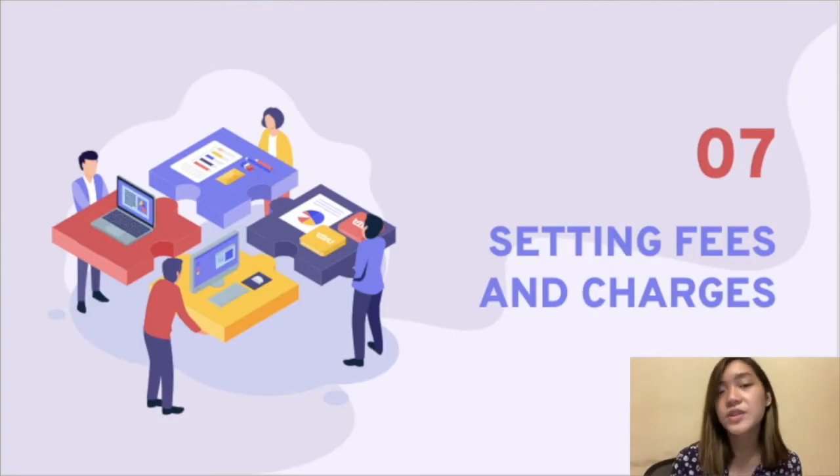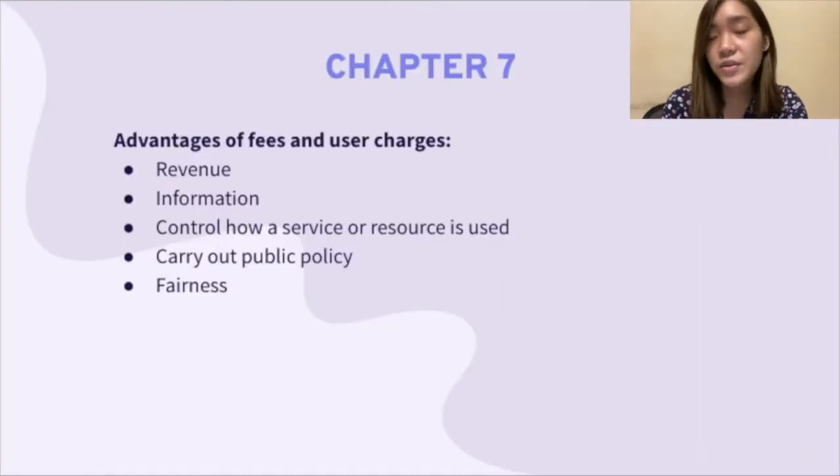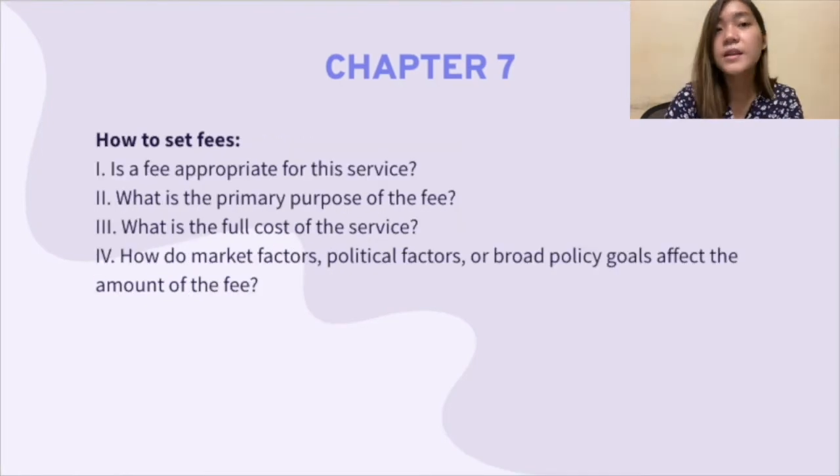Now let's move on to Chapter 7, which is setting fees and charges. Fees and user charges generate revenue and send important signals on user demand. They also enable a government to control how a service is used and carry out public policy, and they provide a means of financing that is fairer than taxes. The Government Finance Officers Association and the National Advisory Council on State and Local Budgeting both recommend that governments develop a formal policy on setting fees and charges that should follow several characteristics, as you could see in the book.